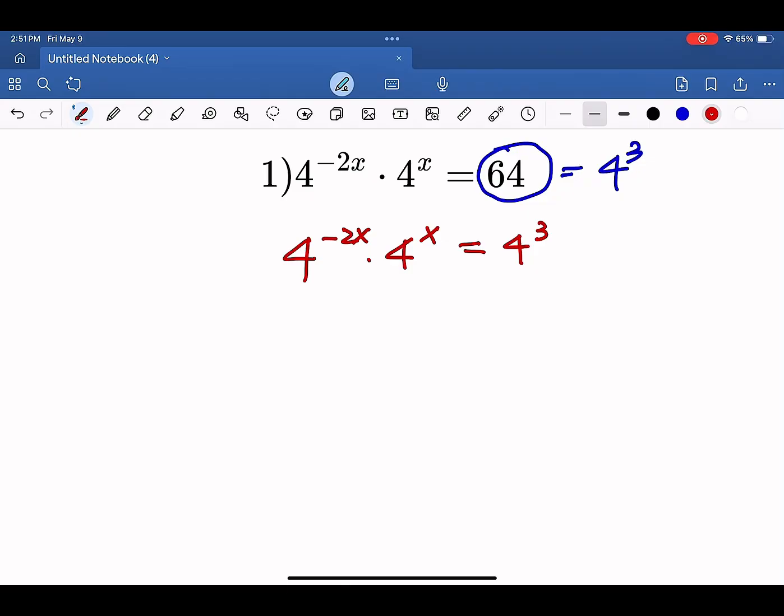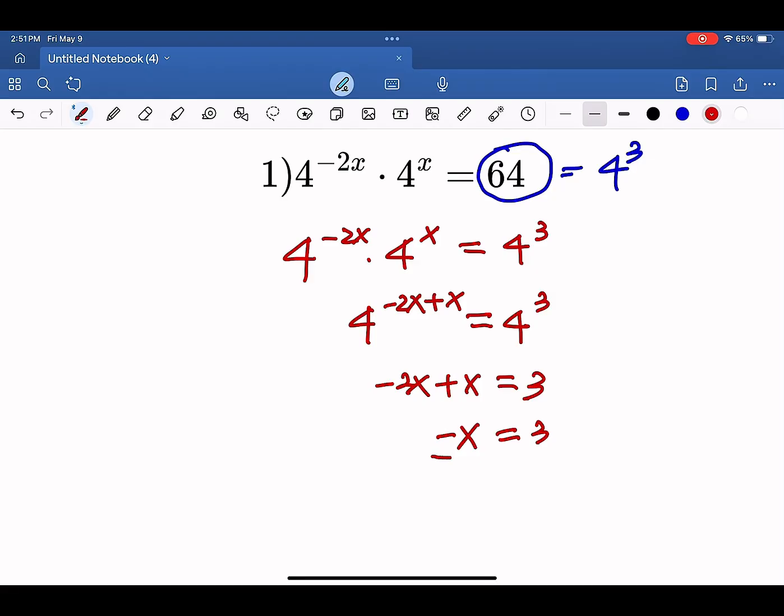By the exponential rule, for multiplication, we just add the exponents. So 4 to the negative 2x plus x equals 4 to the third power. Since we have the same base 4, we just set the exponents equal to each other. Negative 2x plus x equals 3. Negative 2 plus 1 is negative 1. So negative x equals 3. You divide by negative 1, which gives you negative 3. So x equals negative 3.